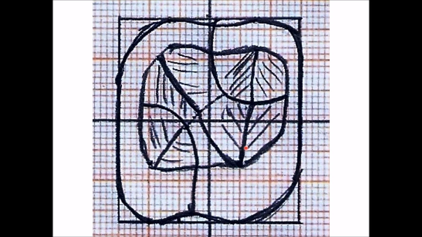Then I have to draw the cusp ridges of each one and the transverse and the oblique ridges. The transverse ridge is between the mesiobuccal cusp and the mesiolingual cusp, while the oblique ridge is between the distobuccal cusp and the distal side of the mesiolingual cusp.